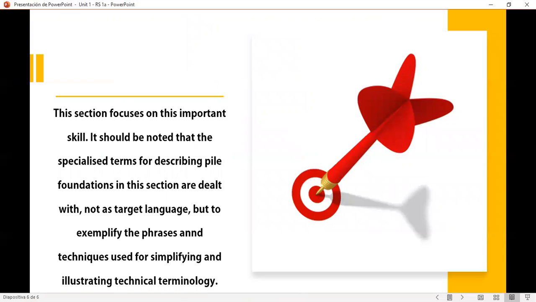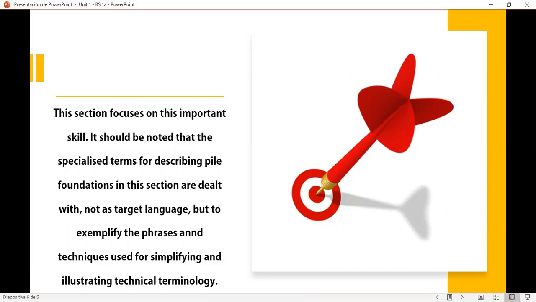And finally, talking about this last section, this section focuses on this important skill. What is a skill? How you, as an engineer, need and must explain the concepts to both people: to the engineers that are your colleagues, and to non-professional people, such as a customer, maybe a technician or a client, whatever.